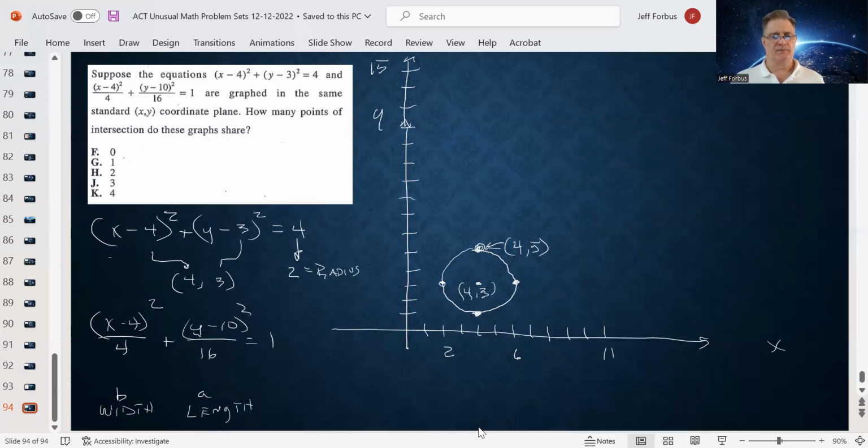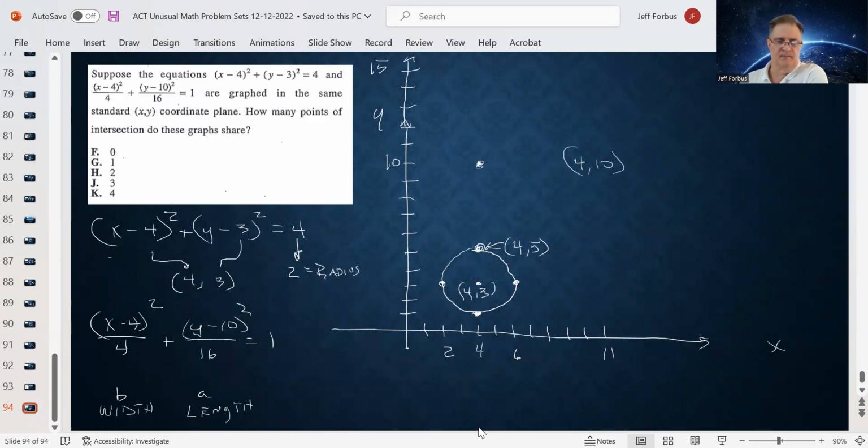Now, the center of this ellipse is occurring at (4, 10). So we're coming over here to 4, and we're going to go up 10. 1, 2, 3, 4, 5, 6, 7, 8, 9, 10. Come over and then right about there. So 4, 10, there's our 10, and then here's our 4. So (4, 10) is going to be the center of the ellipse. Let me just write that out over here, (4, 10).